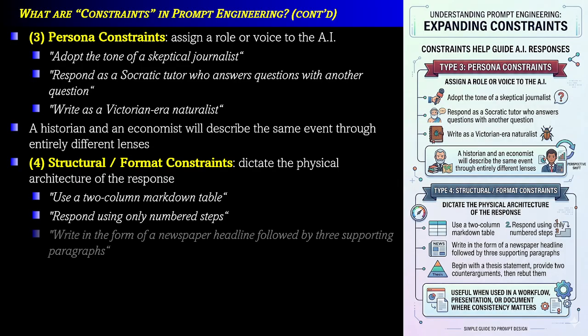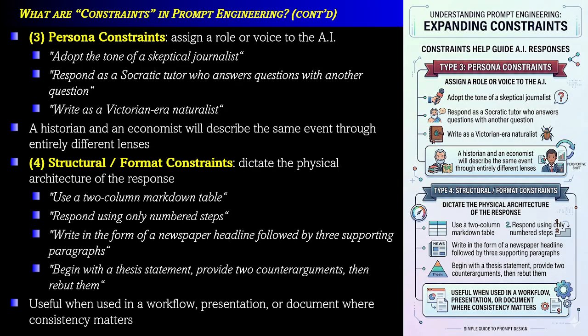The fourth one we're going to look at is structural format constraints. These dictate the physical architecture of the response. Like we said before, like length, but we use something like a 2-column markdown table, or "respond using only numbered steps," or "write in the form of a newspaper headline followed by 3 supporting paragraphs," or "begin with a thesis statement, provide 2 counterarguments, and then rebut them." Useful when used in a workflow or a presentation or a document where consistency matters.